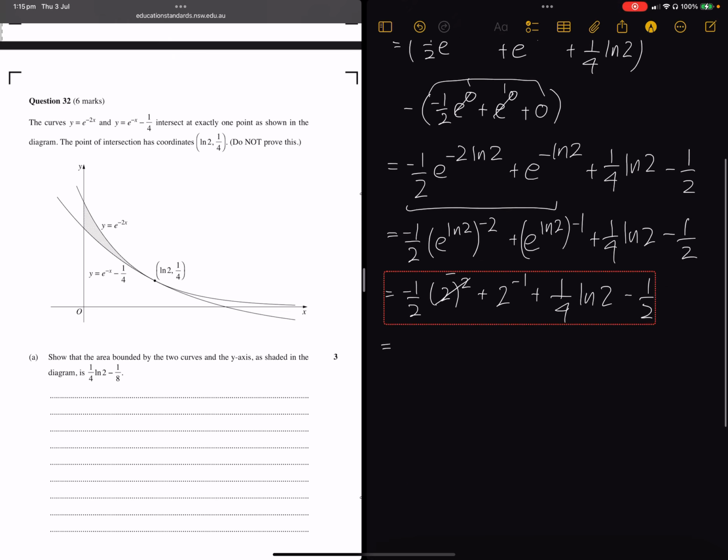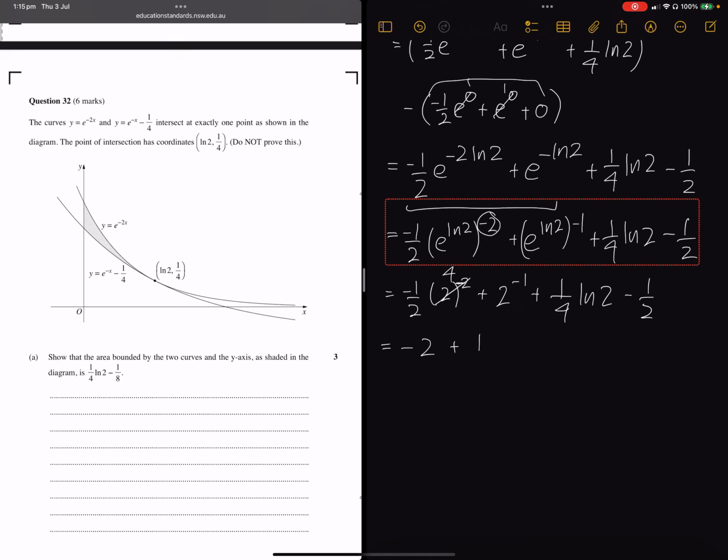So we have 2 squared is 4. 2 to the minus 1 is a half. So we get minus half times 4. That's going to be minus 2 plus 1/2 plus 1/4 ln. Sorry, we've lost a minus here. You have to be very careful. These functions are slightly messy to evaluate. So we should have, this was a minus 2. This is actually a minus 2. So this is going to be minus an eighth.